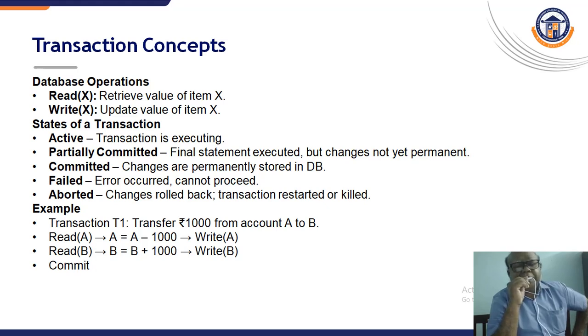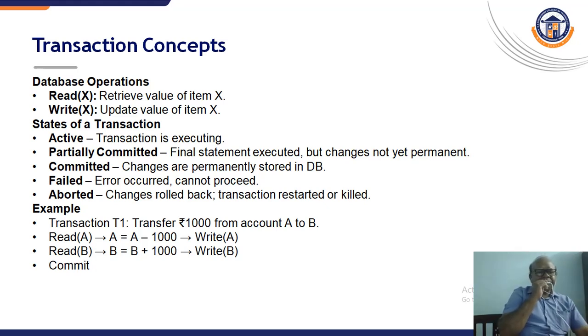Failed state: when an error occurred and it cannot proceed. That is called a failed state, in case of system failures and the like. Abort: changes roll back when the transaction is restarted or killed. Normally abort will be done if any transaction fails. Similarly, in the initial stage, when one or two transaction steps fail, then you can recover with the help of the abort, or you can roll back.